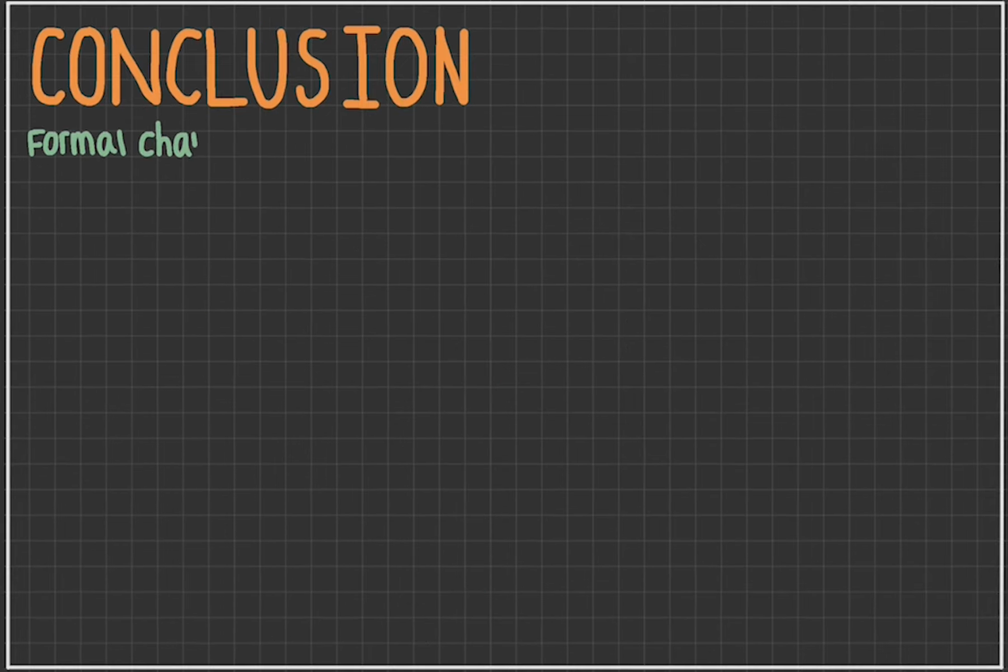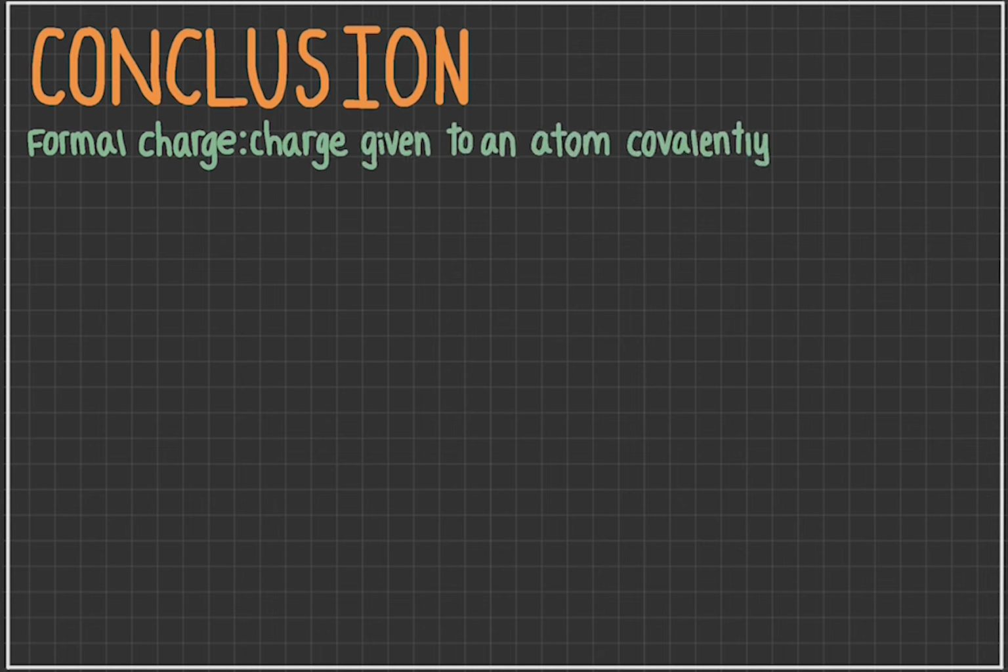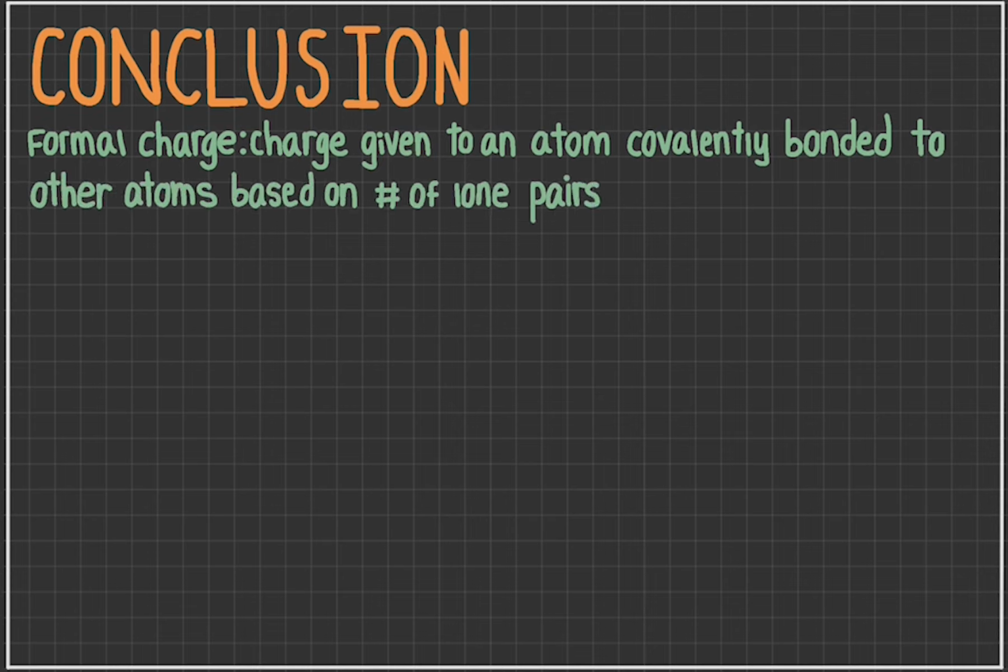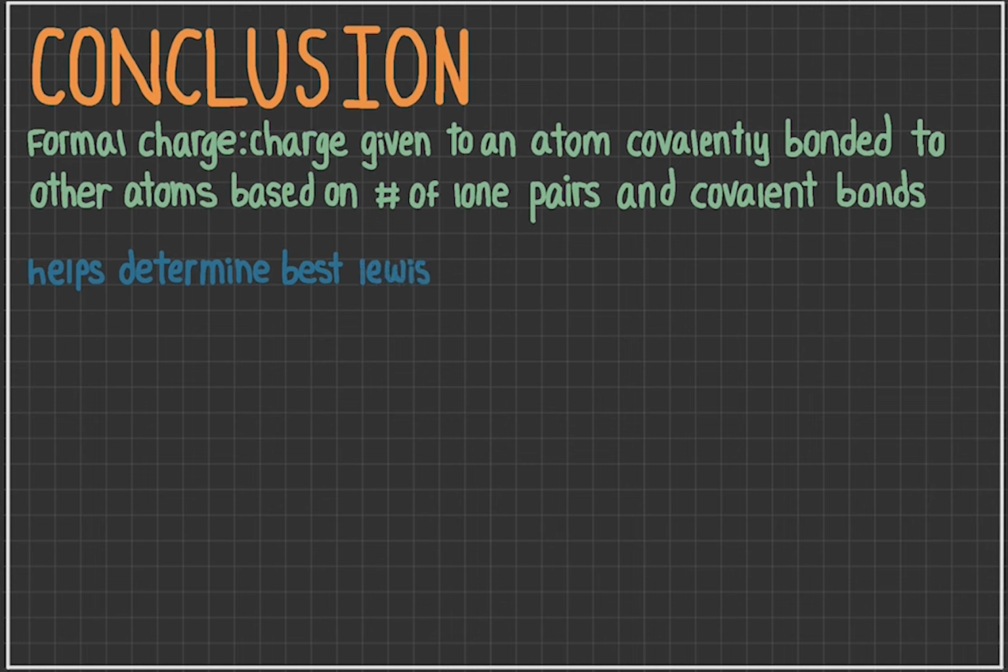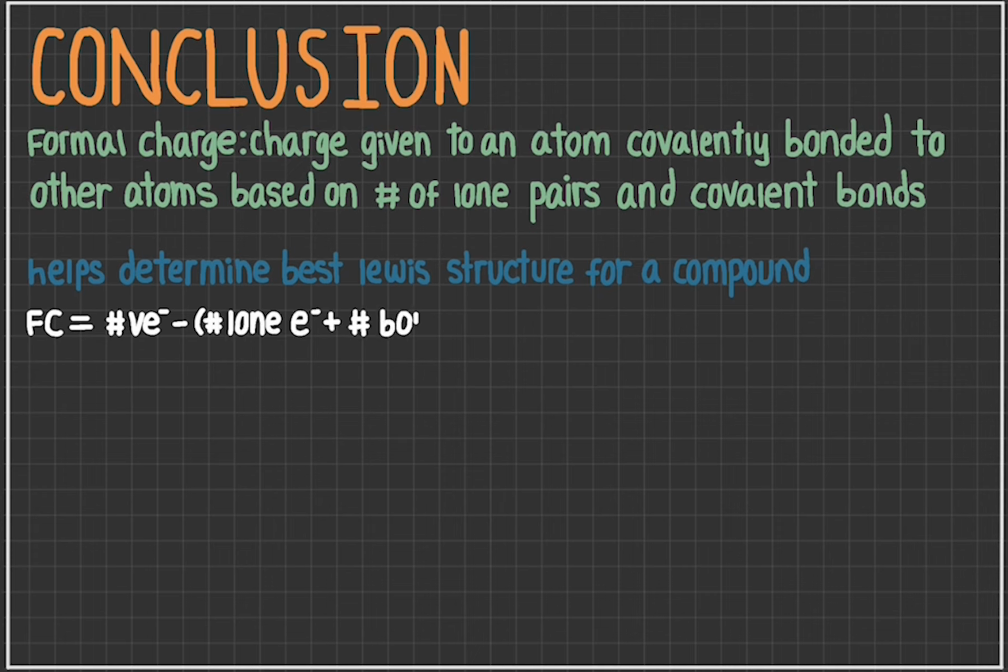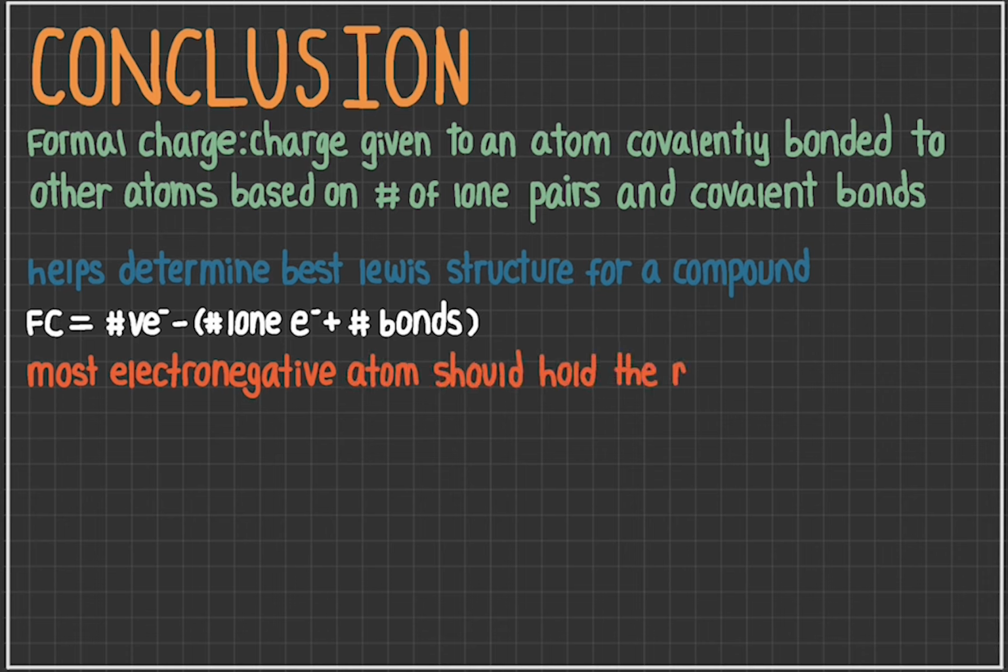In summation, we learned that formal charge is the charge given to an atom covalently bonded to other atoms based on the number of lone pairs and covalent bonds the atom has, and can help determine the best Lewis structure for a molecule. The formula to determine formal charge is formal charge equals the number of valence electrons minus the number of lone electrons and bonds that the atom has. The more electronegative atom should hold the most negative formal charge.